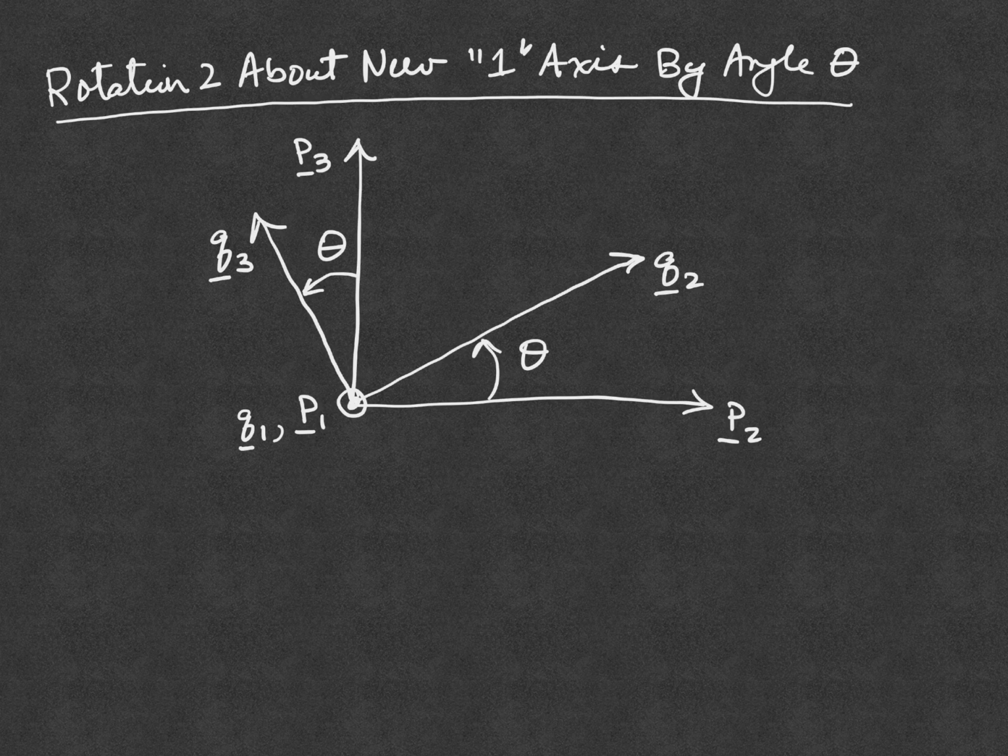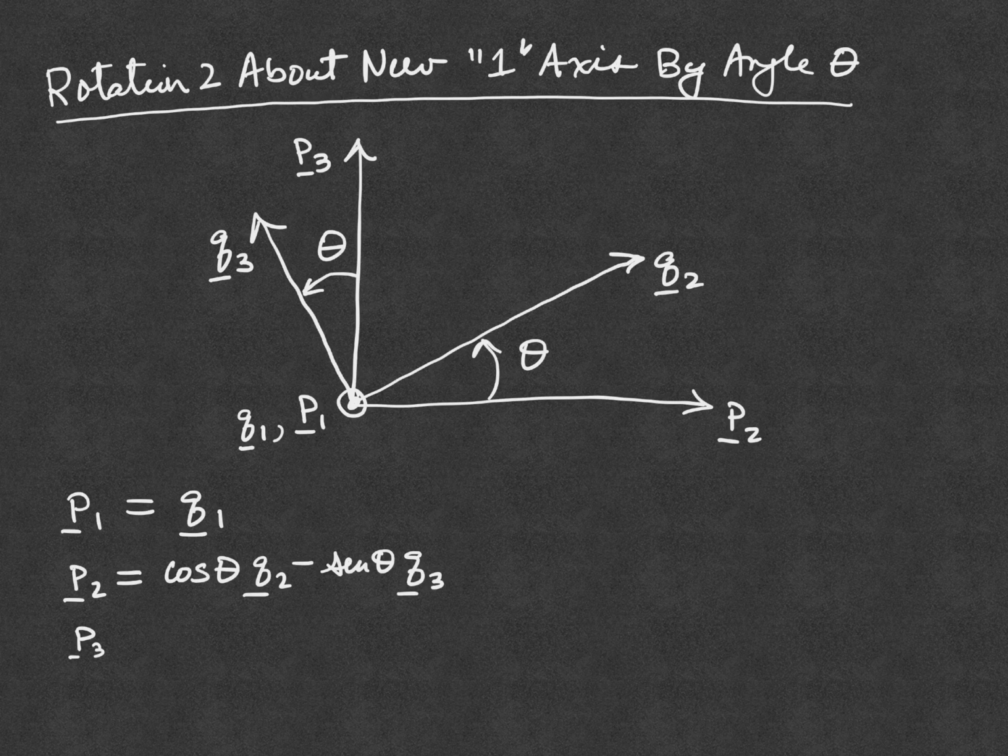So using this diagram, I can now express the basis vectors P1, P2, and P3 in terms of Q1, Q2, and Q3. So what do I get? P1 is equal to Q1. P2 is equal to cosine of theta times Q2 minus the sine of theta times Q3. And P3 is equal to sine of theta times Q2 plus the cosine of theta times Q3.